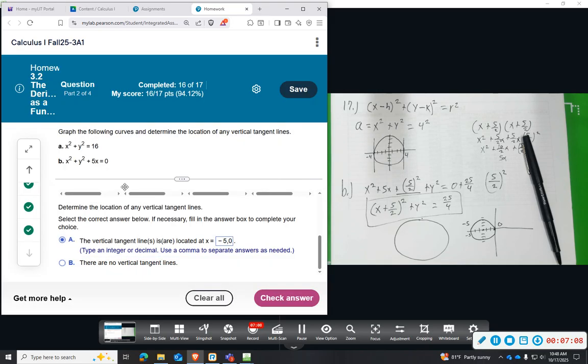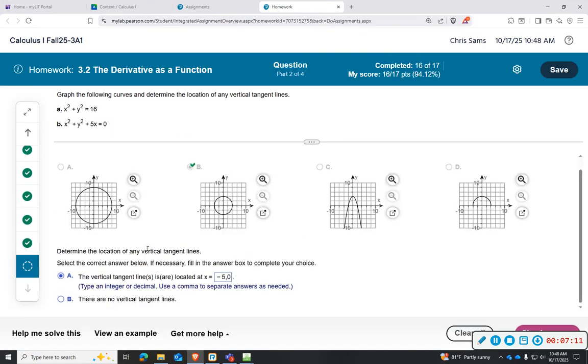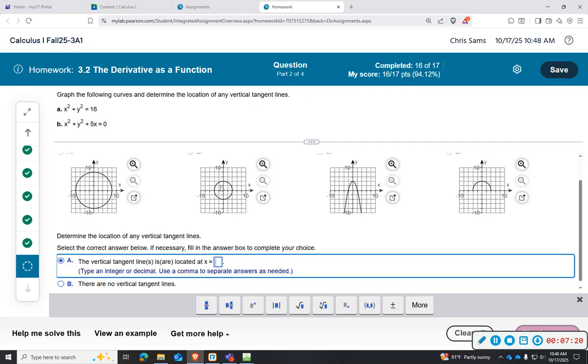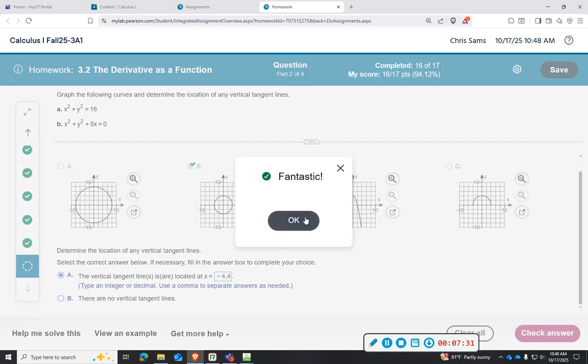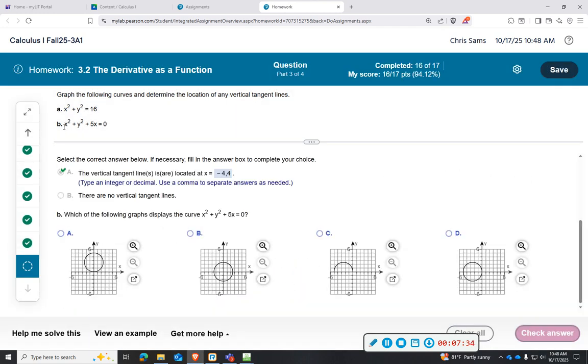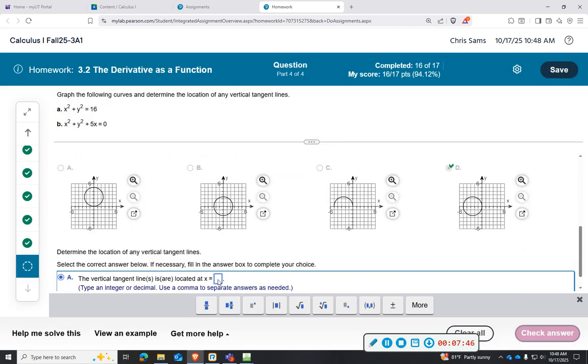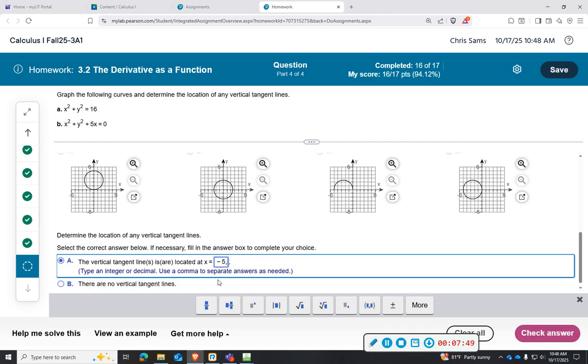Okay. So let me make sure we're looking at the right thing. Oh, I'm sorry, it's the same part. So the first one is asking to graph it, and then it's asking where those tangent lines will be. So from the first graph, it was -4. Sorry, -4 and 4. I was working on the second part. Okay. And then the next equation for part B looks closer to D. And then the vertical tangent lines for that graph were -5 and 0.